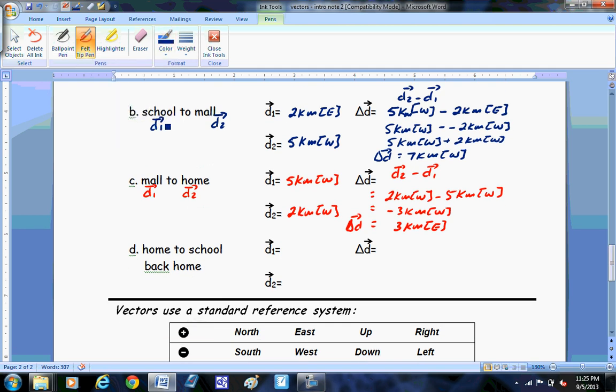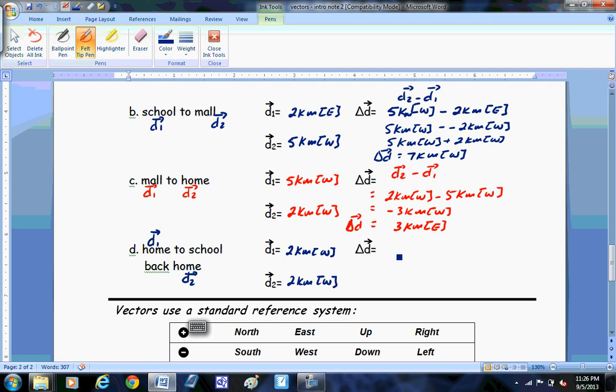Now what if I did this? What if it went from home to school and then back home? Well, I'm going to look at my initial position, and back home is going to be my final position. I don't care about what's happening in between. Just look at the beginning or look at the end. So it's going to be 2 kilometers west. That's where my home is. And I end up back at home, 2 kilometers to the west.